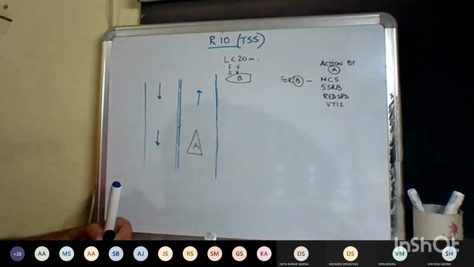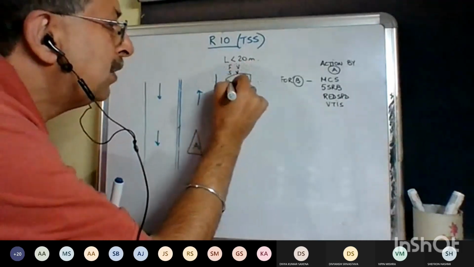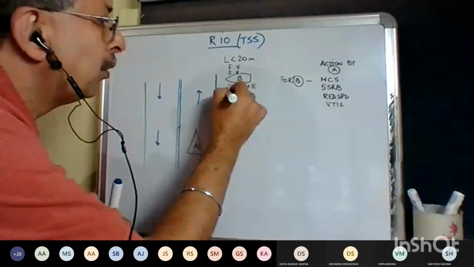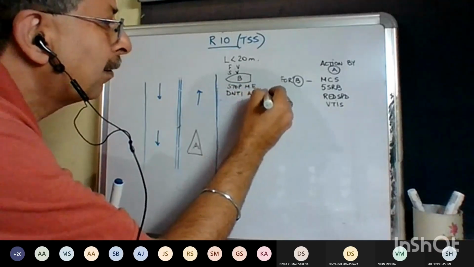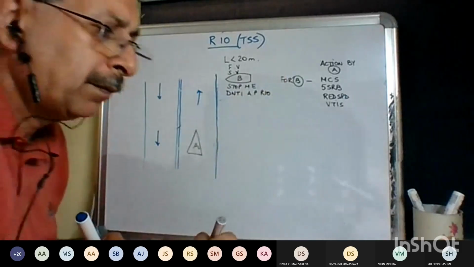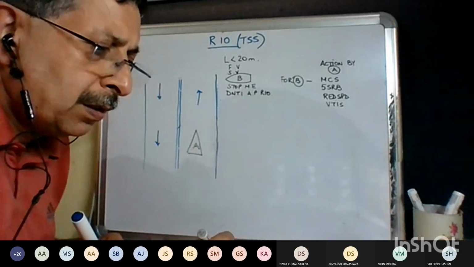So same as what was happening in the narrow channel, similar story. For Bravo, action by A. What will Bravo do? Bravo will stop main engine. Duty not to impede. As per Rule 10. Duty not to impede. As per Rule 10. Okay?